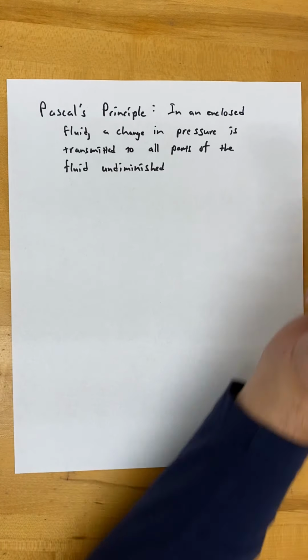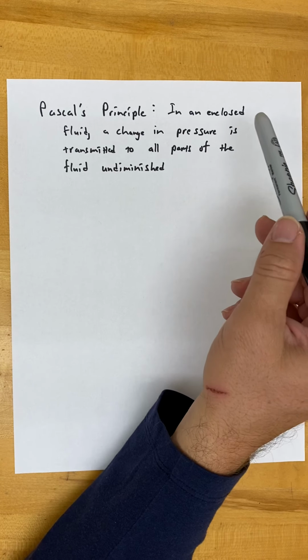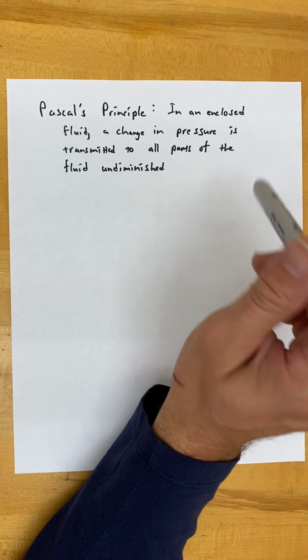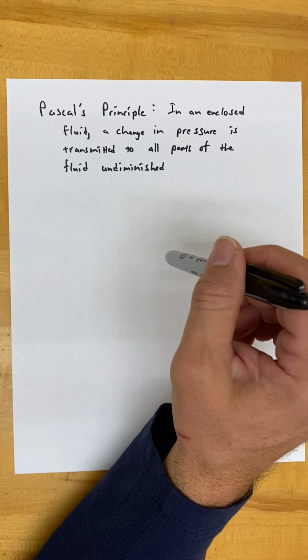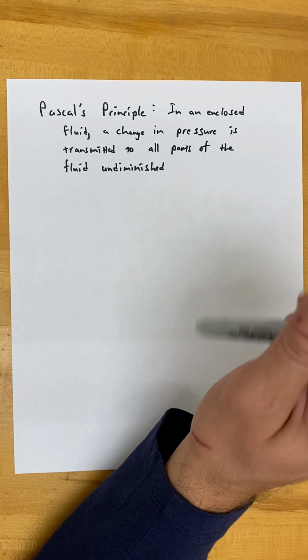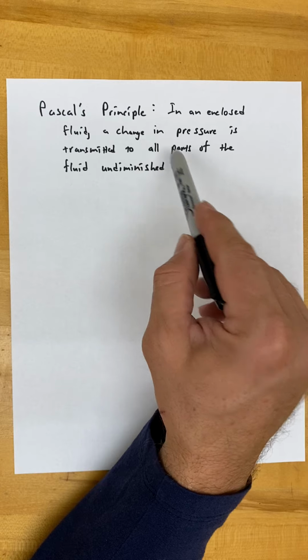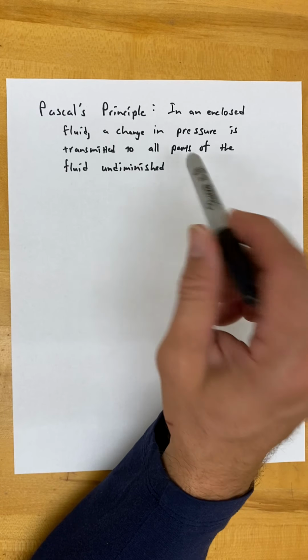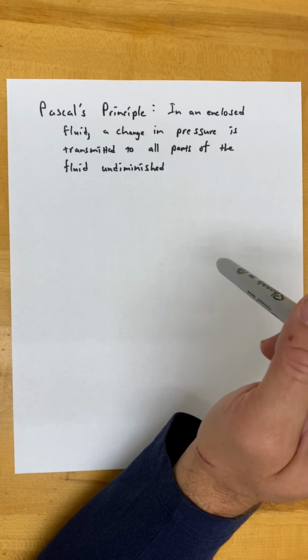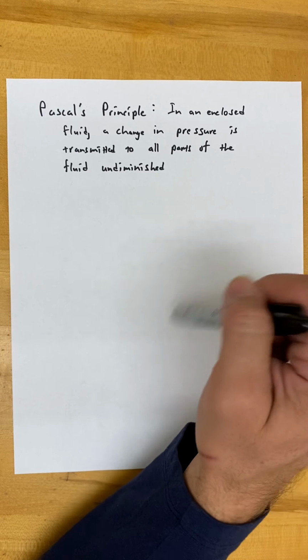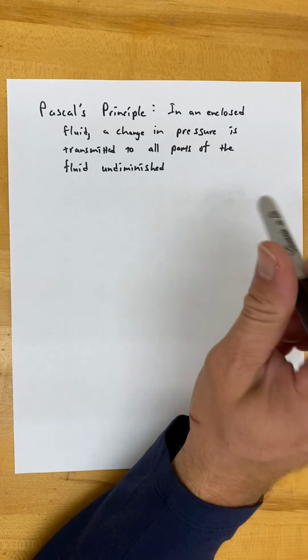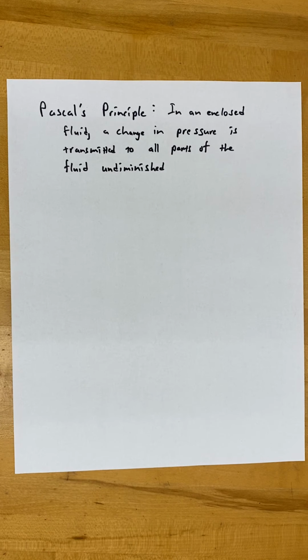A couple things to point out here. Enclosed is the right way to think about this. In an enclosed fluid, that means I have some sort of reservoir full of fluid, which is not open to the atmosphere. And a change in pressure, what this means, if I change the pressure in one particular portion, I change the pressure everywhere. A change in pressure is transmitted undiminished to all parts of the fluid.